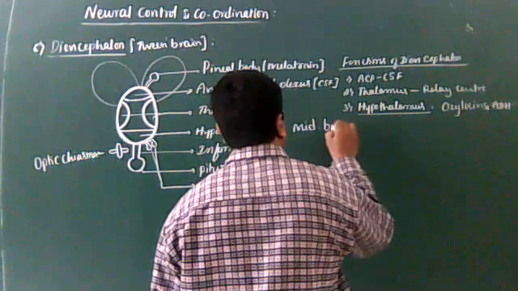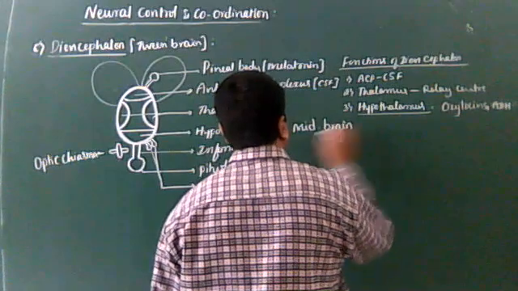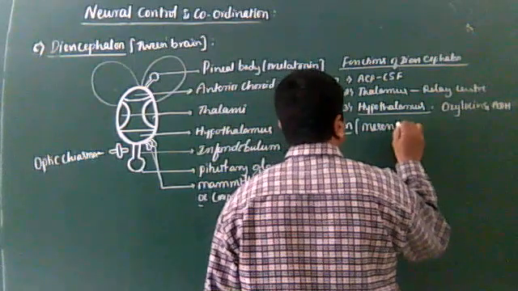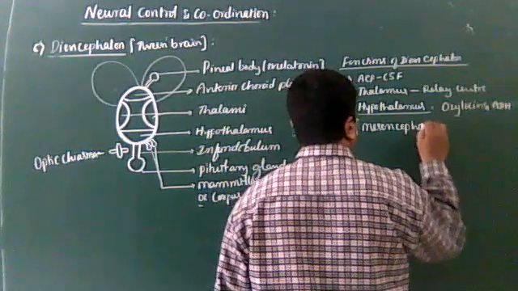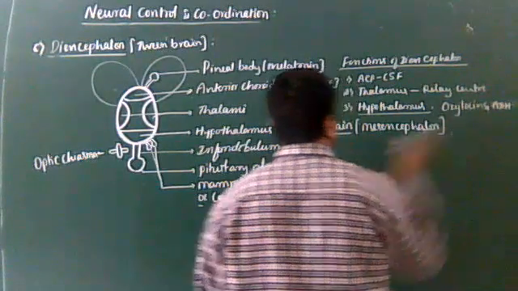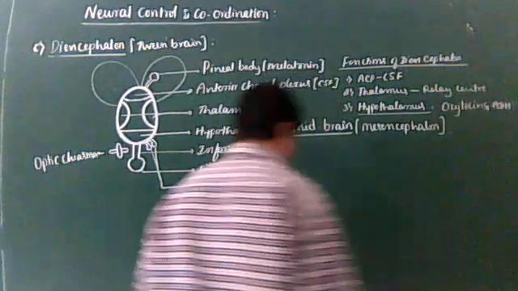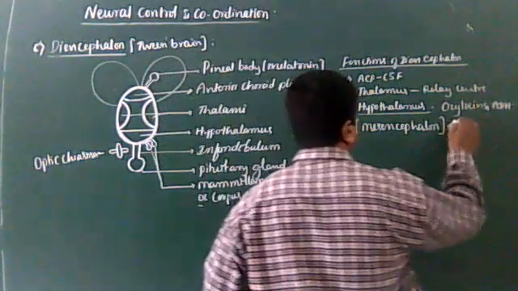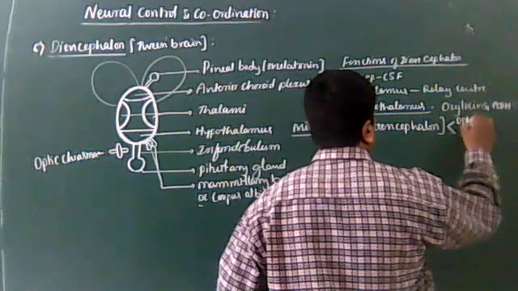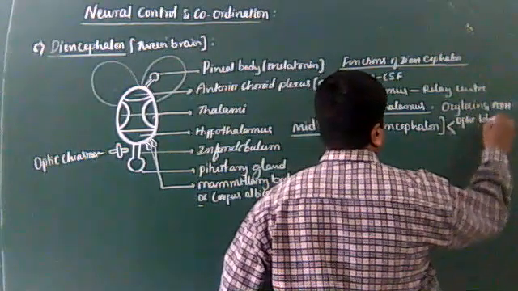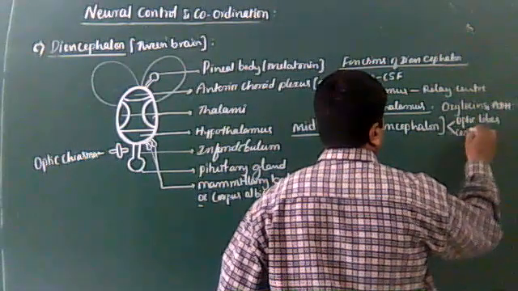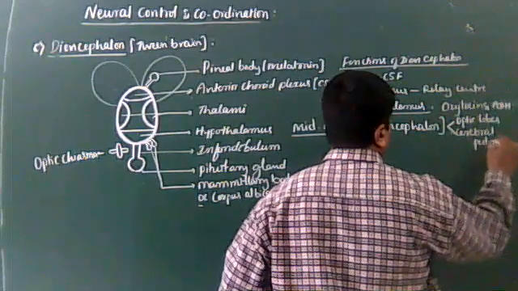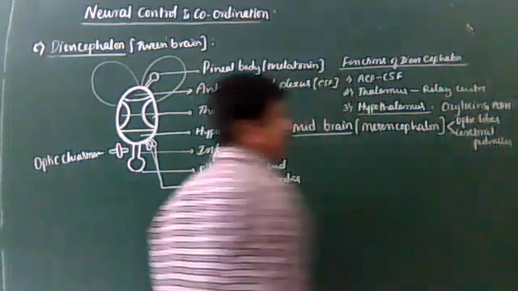Let us come to the midbrain. As I said, it is also called mesencephalon. As I said, it has two divisions. They are optic lobes and cerebral peduncles.